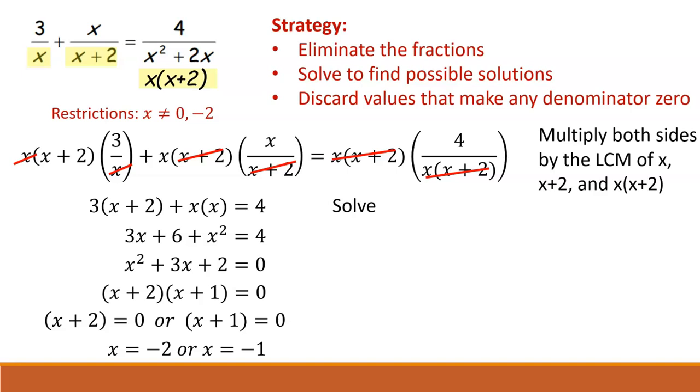But the negative 2 was a possible solution. Now we have to throw it out because it's a restriction, which leaves us with x equals negative 1 as the only solution to this equation.